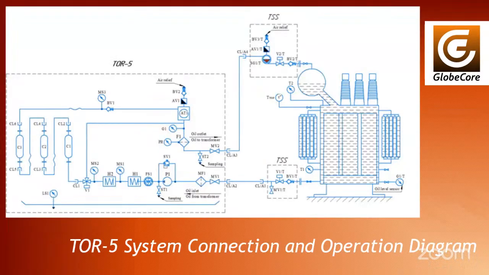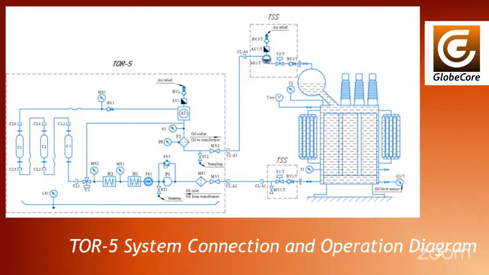Because Tor 5 is fully automated and pre-configured at the factory, the first startup needs only 4 steps. First, connect the unit to the transformer using the TSS system. Second, switch on the unit's power supply. Third, press the button to start the automatic oil monitoring and treatment mode. And fourth, activate the TSS system.